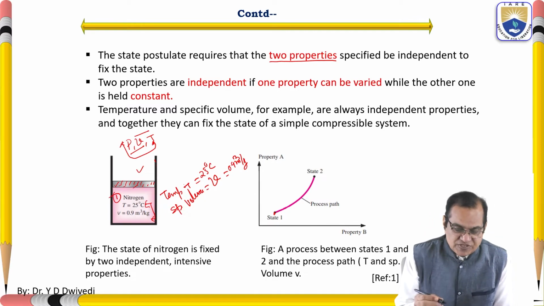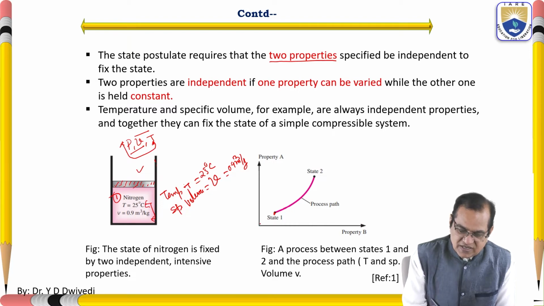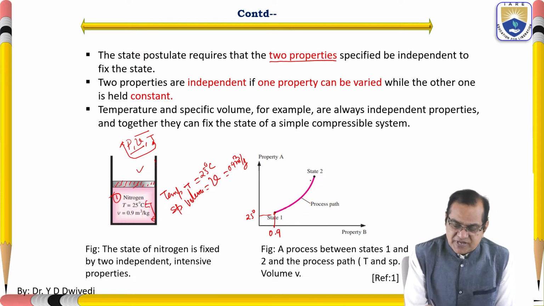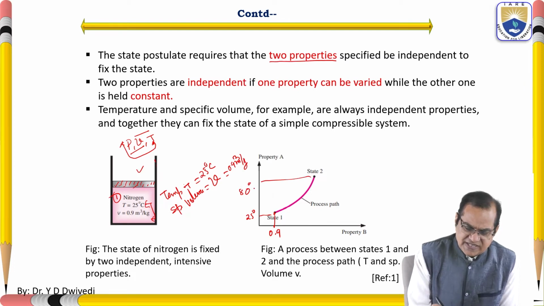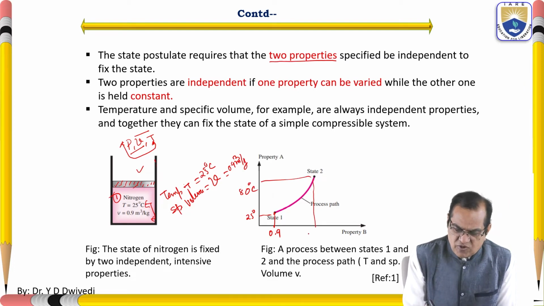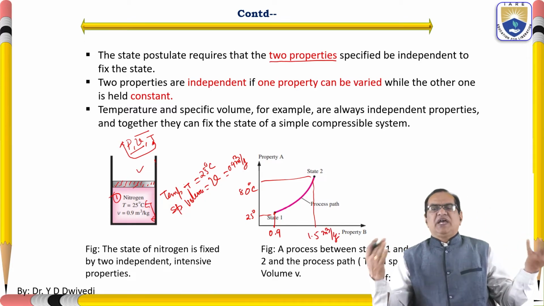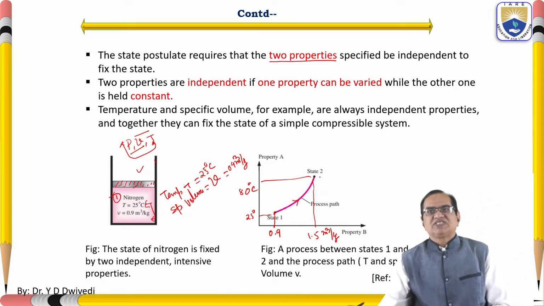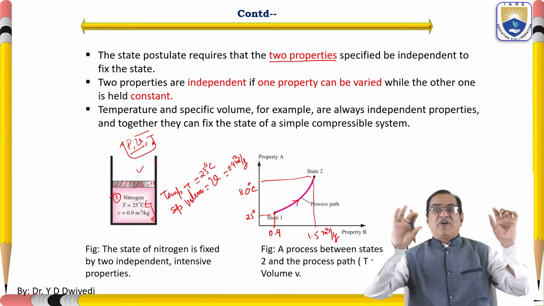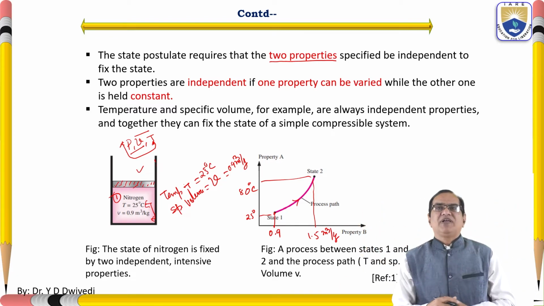And for the second state, if you increase the temperature, initially it is 25 degrees centigrade and 0.9. If you increase the temperature, assume it is 80 degrees centigrade, and you get somewhere 1.5 meter cube per kg. Like this, a process is happening and you can find out the next state. In this way, we can find out the state points and solve our problems.